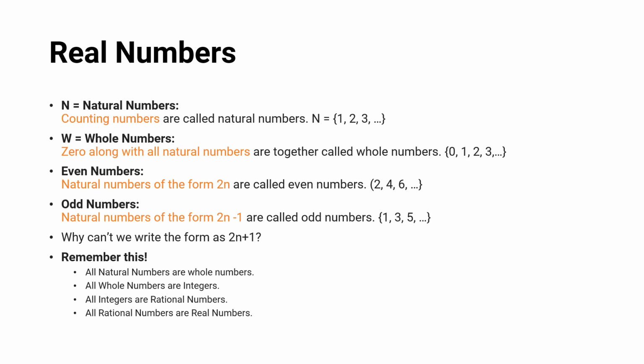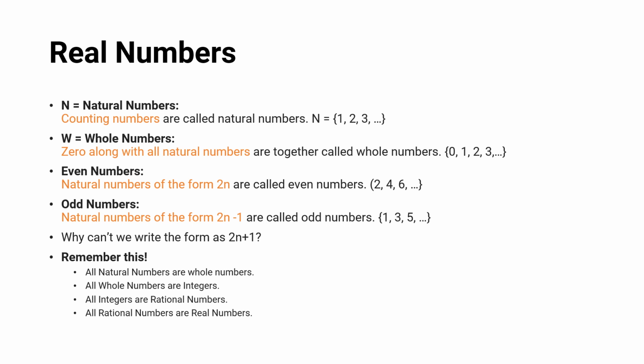Even numbers: natural numbers of the form 2n are called even numbers. 2, 4, 6, etc. Odd numbers: natural numbers of the form 2n minus 1 are called odd numbers. 1, 3, 5, etc. Why can't we write the form as 2n plus 1?